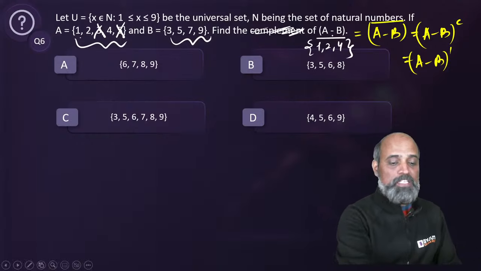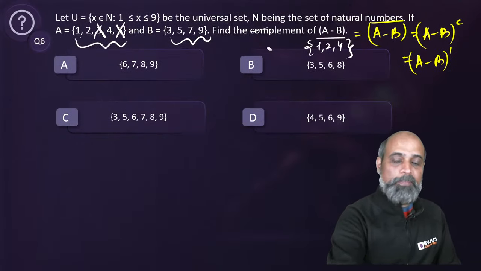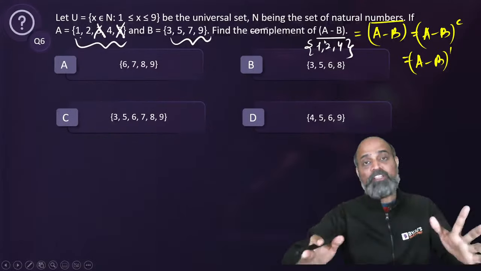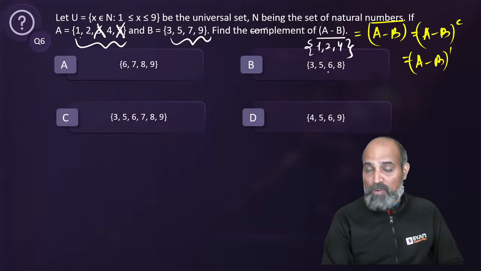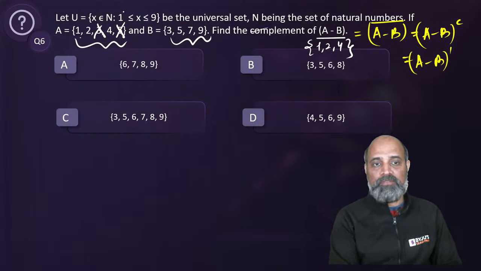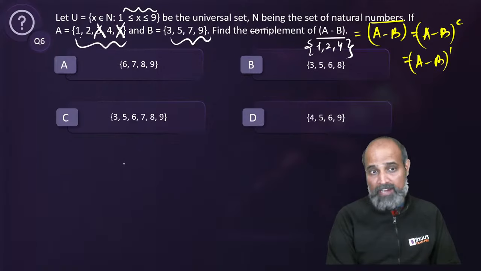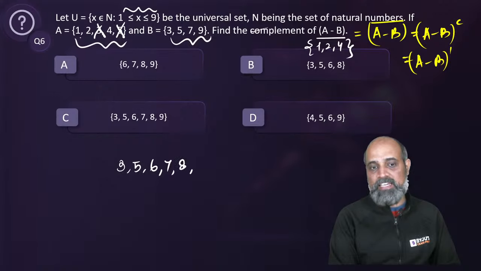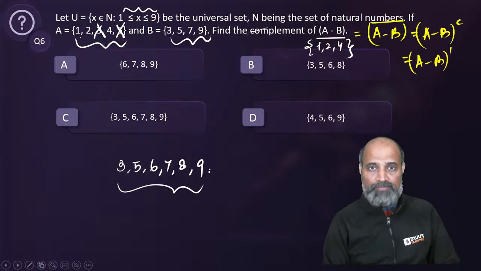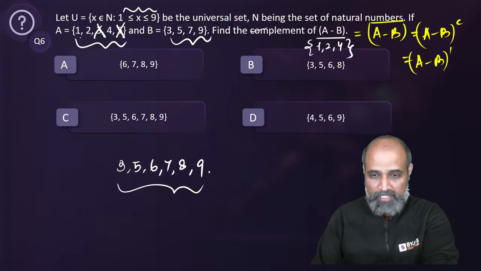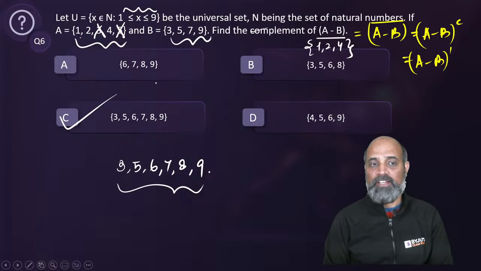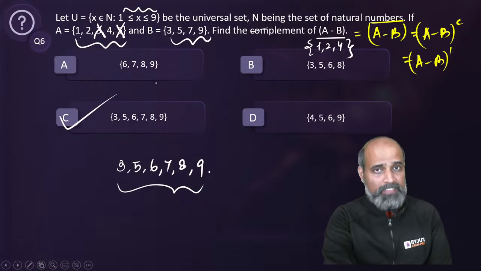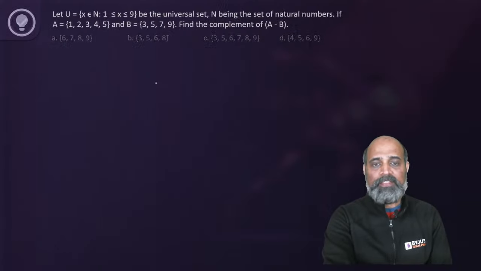And if A minus B is 1, 2, 4, what will be the complement of it? Complement means everything except 1, 2, 4. So I can't have 1, I can't have 2, I can have 3, I can't have 4, I can have 5, 6, 7, 8, and I can have 9, right? So let's see. Okay, good. 3 of you have answered it already. I hope this makes sense. Okay.